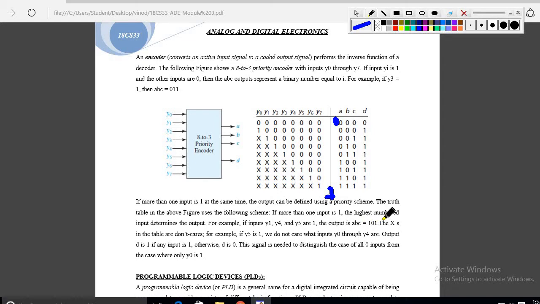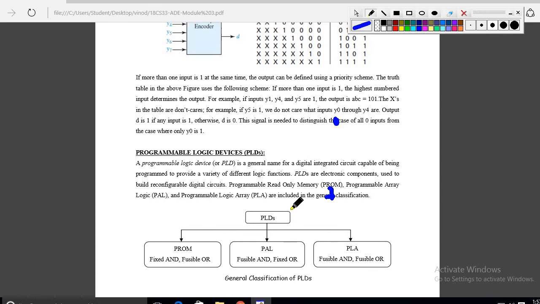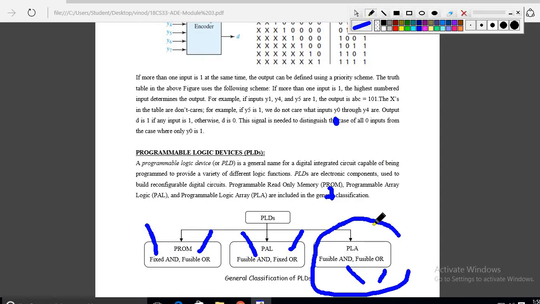Next we'll see the programmable logic devices, PLDs. PLDs can be classified into PROM, PAL and PLA. PROM consists of a fixed AND array and a fusible OR array, PAL consists of a fusible AND array and a fixed OR array, and PLA consists of a fusible AND array and a fusible OR array. But we are concentrating only on PLA and PAL. First we'll go for PLA.